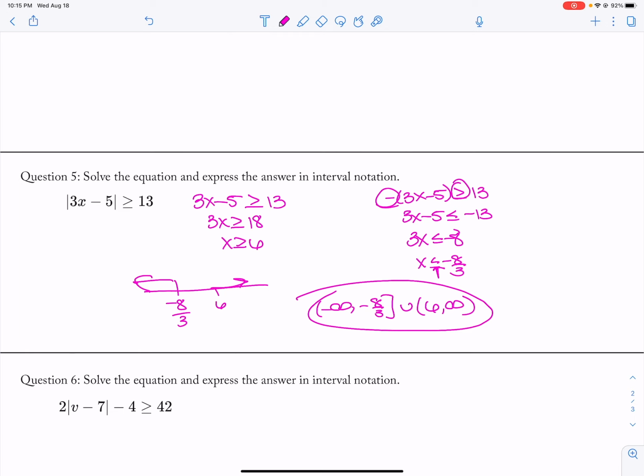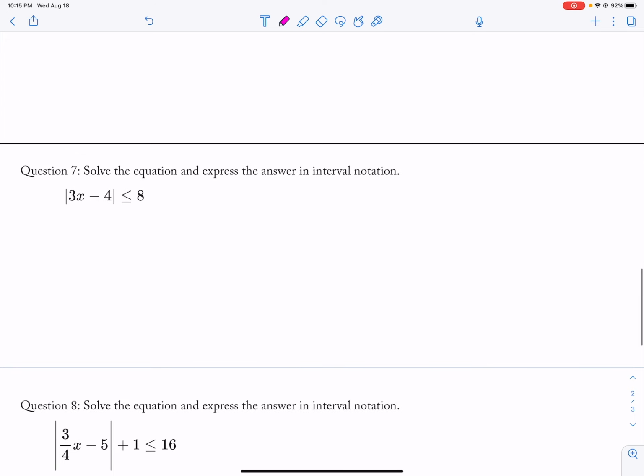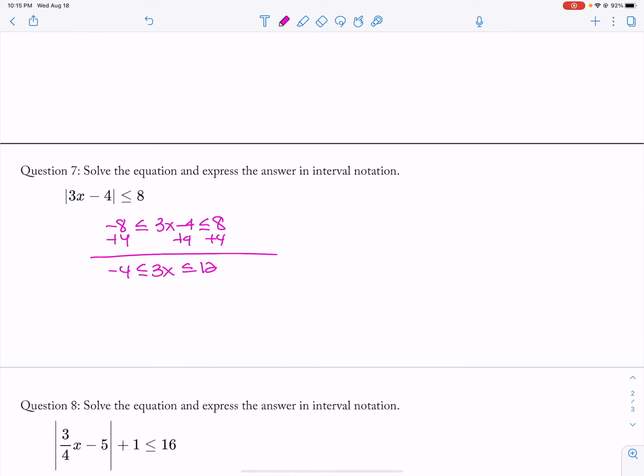Now, I did one with greater than, so that also means I have to do one with less than. So we'll do this one here. And when you do less than, what you do is you drop the absolute value. You have your 3x minus 4. And then you sandwich it between a positive 8 and a negative 8. And then what you do to the middle, you do to both sides also. So I'm going to add 4 to everybody. So I get negative 4 less than or equal to 3x less than or equal to 12.